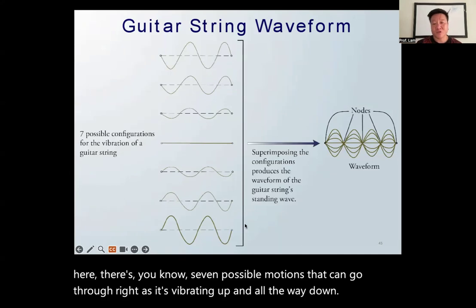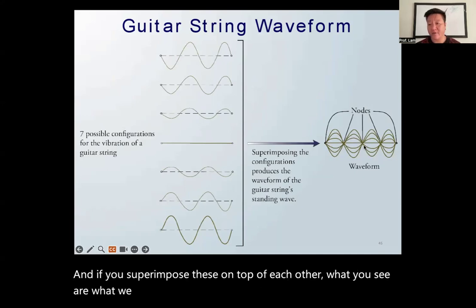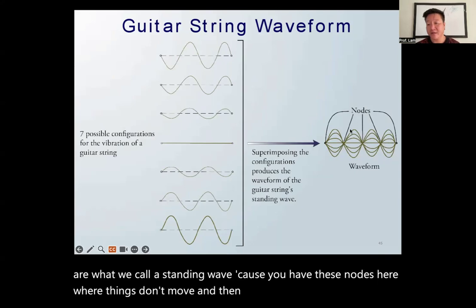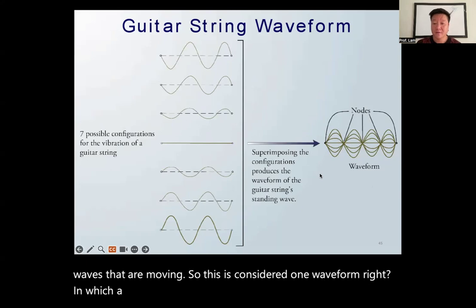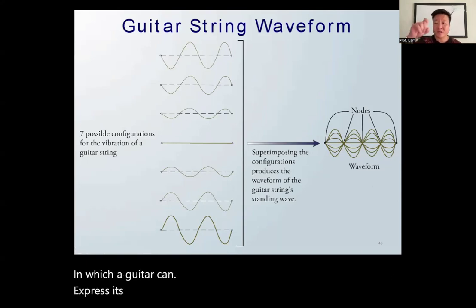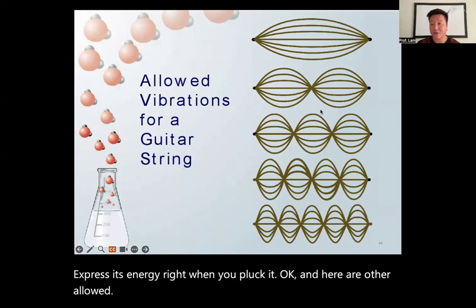And if you superimpose these on top of each other, what you see is what we call a standing wave, because you have these nodes here where things don't move, and then you have amplitudes of waves that are moving. So this is considered one waveform, right, in which a guitar can express its energy when you pluck it. Okay. And here are other allowed vibrations for that guitar string, right?